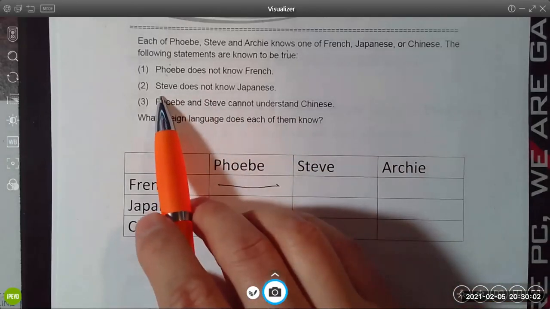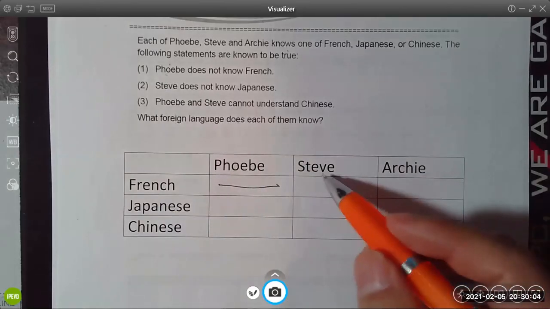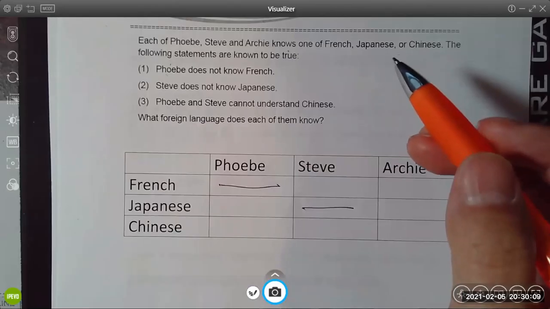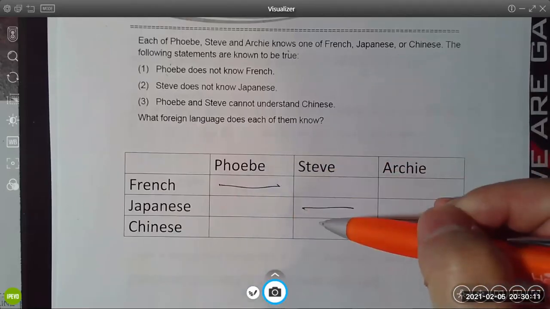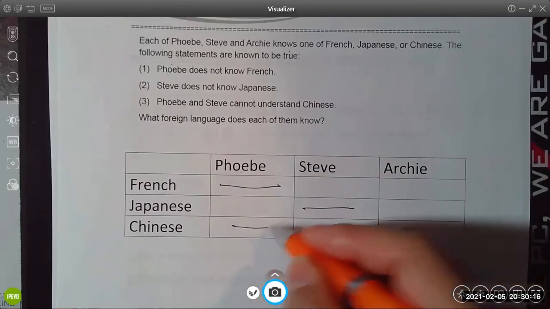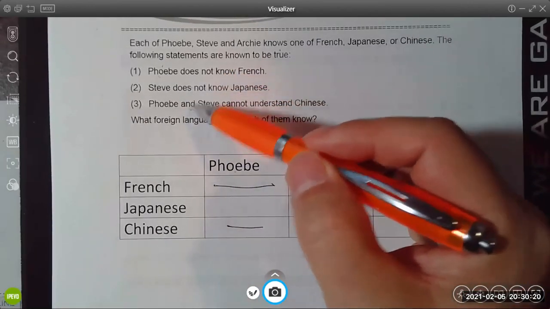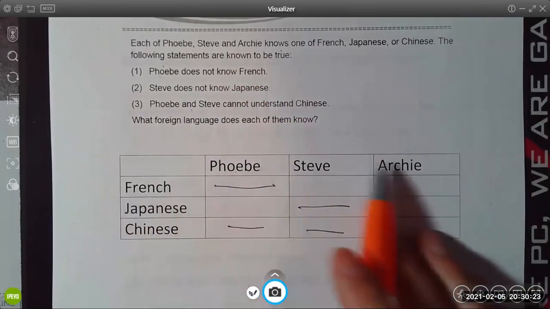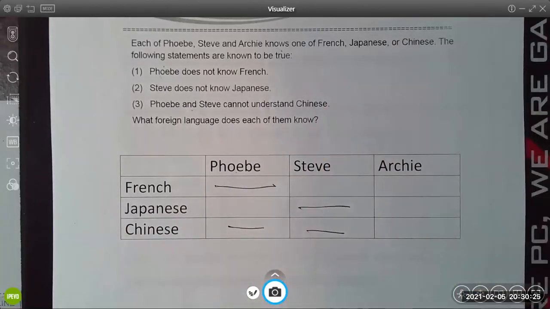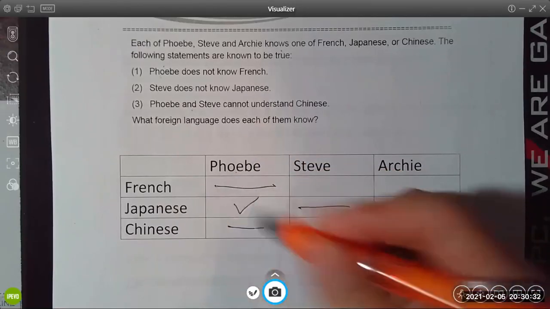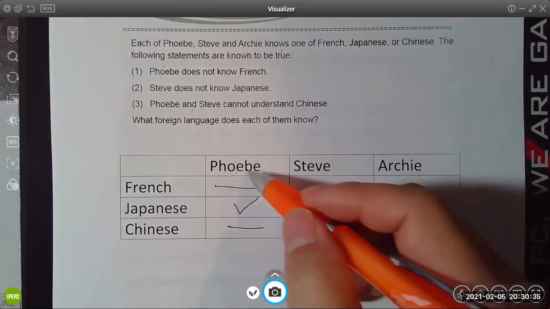Now next one, Steve does not know Japanese. Steve, Japanese is gone. Now the third one, Phoebe and Steve both, column, does not understand Chinese. So Phoebe no Chinese, Steve no Chinese. Now you finished using all of this information. Then what? Then you look at the table horizontally and vertically to see what is still blank. This column, this is blank. That's what? This has to be Phoebe. Because Phoebe cannot do French, Phoebe cannot do Chinese.